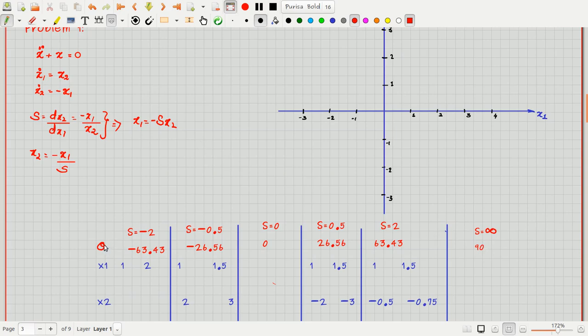Now for theta also, I have written tan inverse of minus 2 and tan inverse of minus 0.5. All these values have been written here. Now, first we have to choose the value of s. Then we choose some value of x1 and then find out x2. From given x1, we have to find out x2.